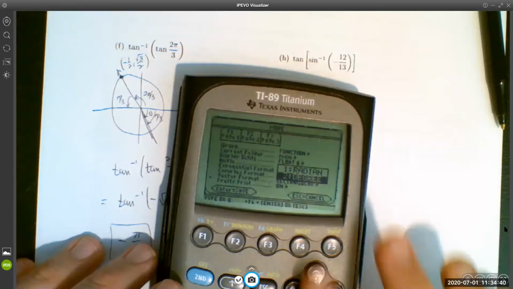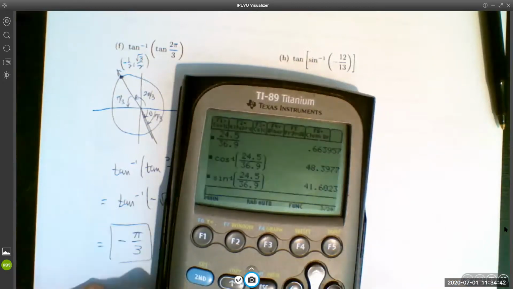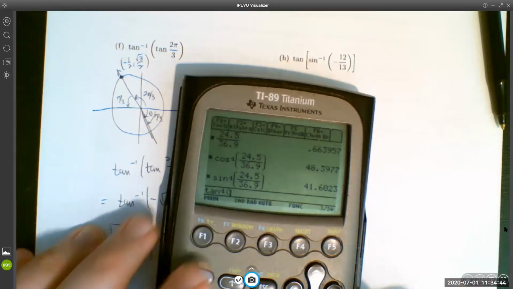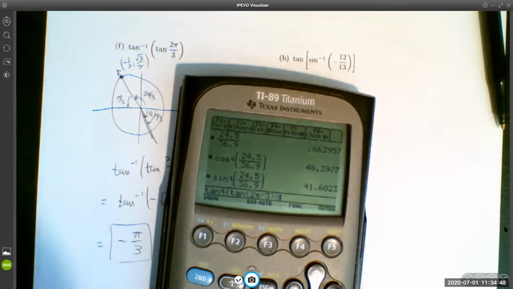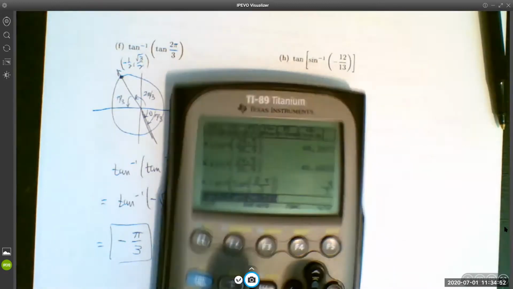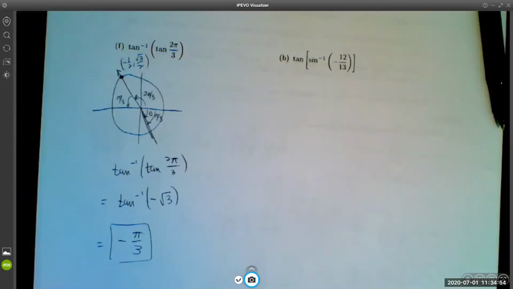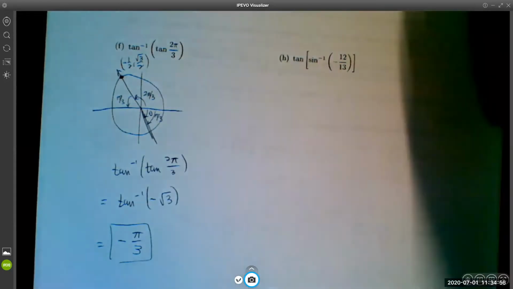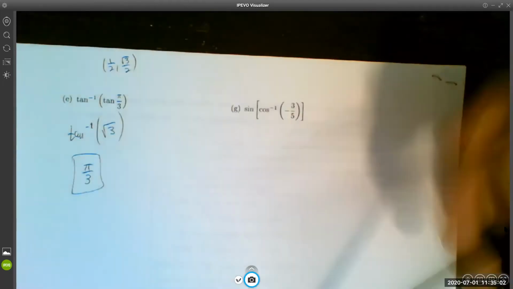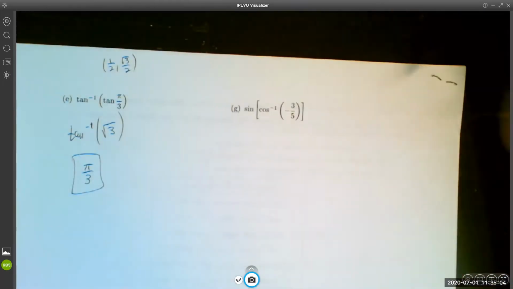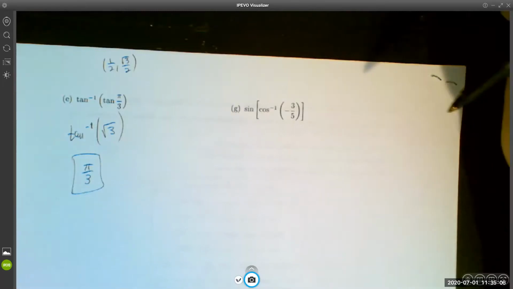You could say something like tangent inverse of tangent of 2 pi over 3 is negative pi over 3, right? So it's kind of this weird, interesting thing, but that's why your calculator gives you what it does. Let's look at some places where we mix and match a little bit. So let's look at sine of cosine inverse of negative 3/5.